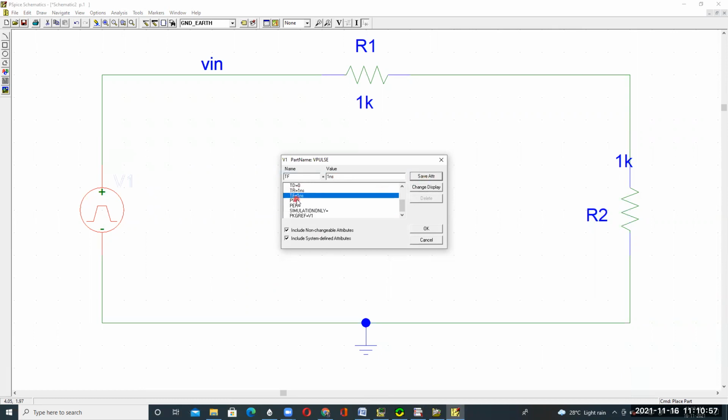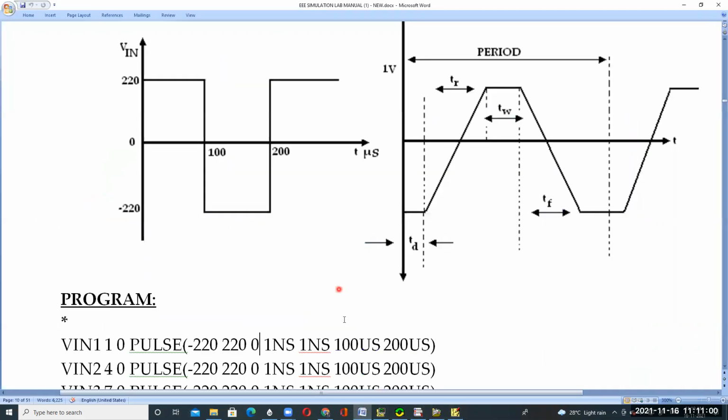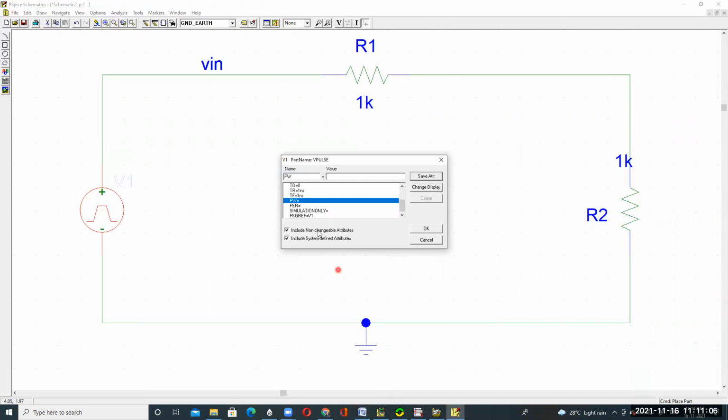And pulse width, how much pulse width? This is called pulse width, and this is called pulse repetition. Pulse width is 100 microseconds, written with US for microseconds. And finally, pulse repetition is 200 microseconds. Save all this, then OK.